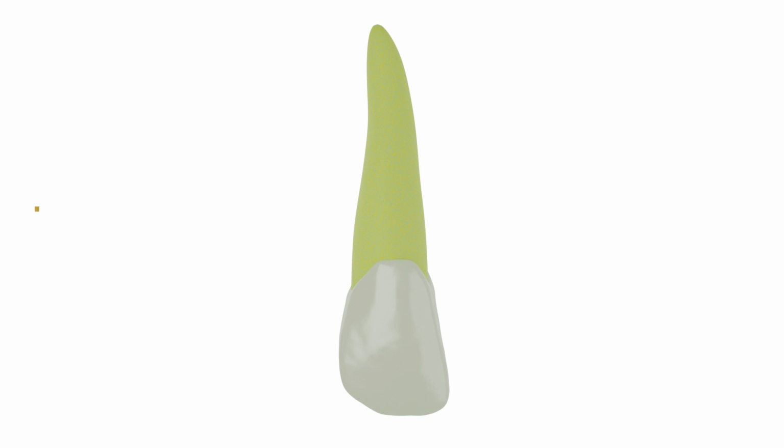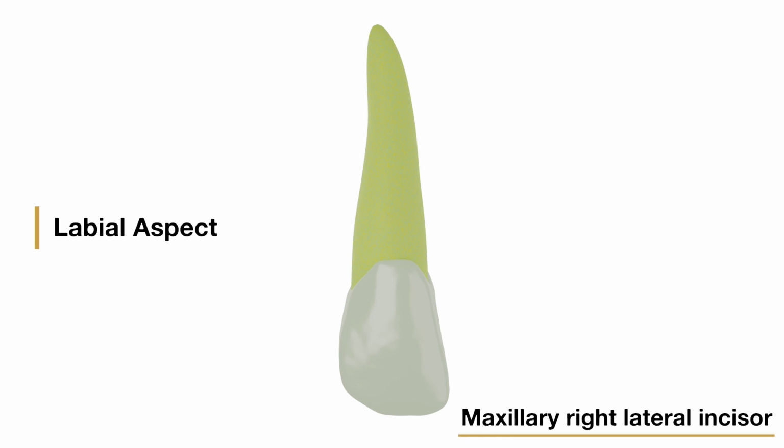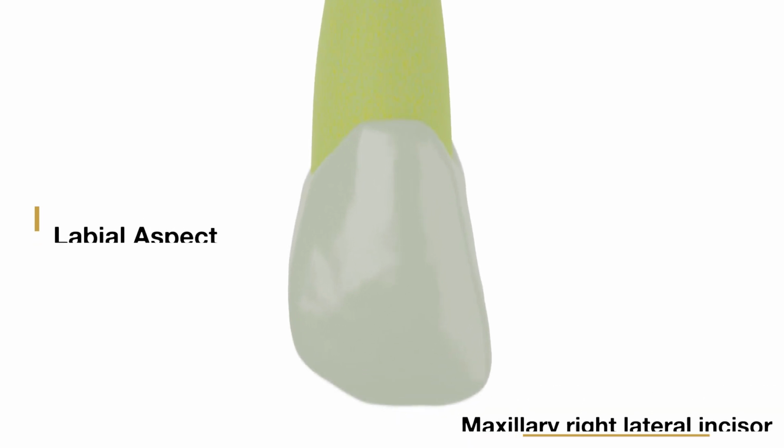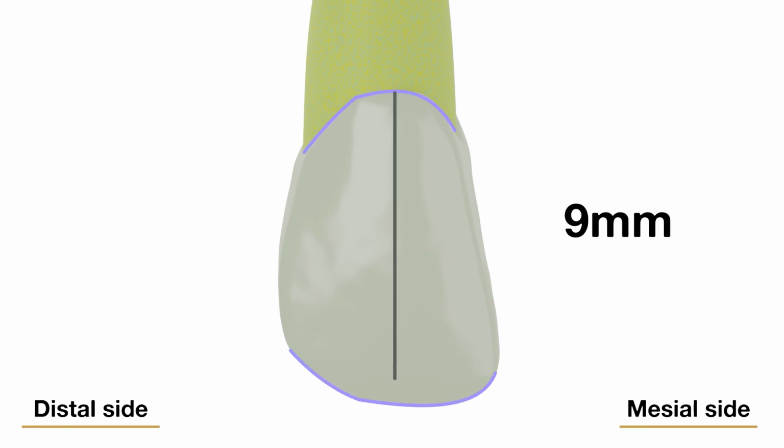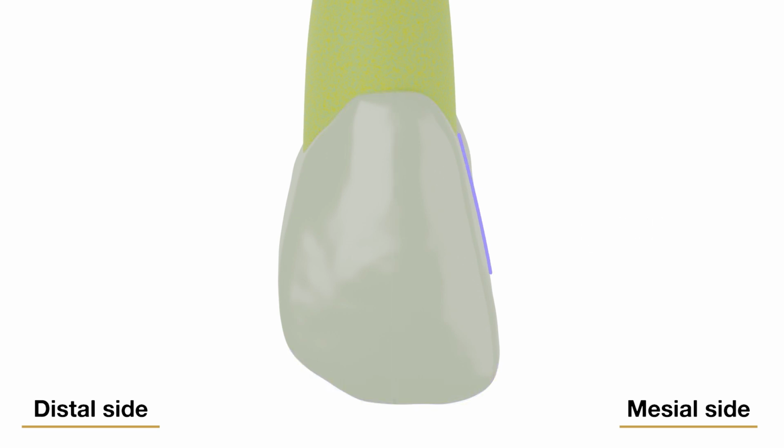Now let's move ahead and start with the labial surface of the maxillary right lateral incisor. The labial surface of the crown is more convex and the average length of the crown cervico-incisally is 9 mm, which is 2 to 3 mm shorter than the central incisor. Mesial outline of the crown from the labial aspect resembles that of the central incisor with a more rounded mesio-incisal angle, and the crest of the contour is usually at the junction of the middle and incisal third.